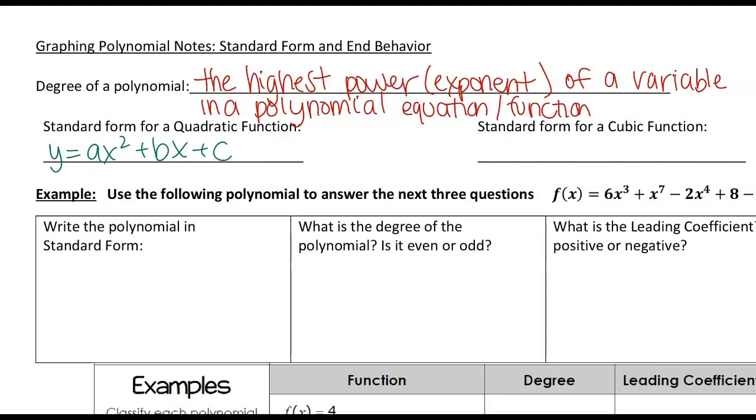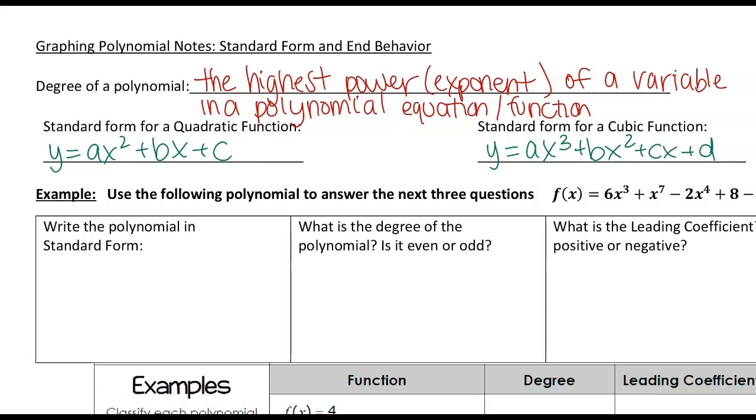Same thing if we had cubic. Cubic would be x to the third power. So if we wanted to write that in standard form, we would put y equals, or f of x equals, ax to the third power plus bx squared plus cx plus d. That's how we would write it in cubic form. And we can do this for x to the fourth power, x to the fifth power, all of the different types of polynomials. But there's infinitely many. I can't go through all of them in one class or one school year.